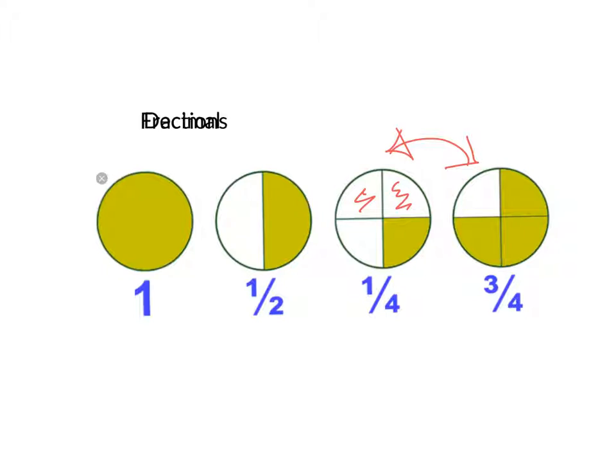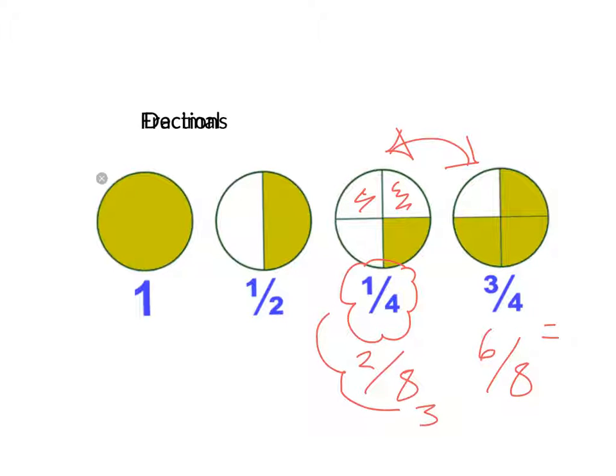So don't forget that sometimes you can make these numbers bigger, so you could double both. So 6/8 is equal to 3/4. So have a think about how you could make that bigger. So it could be 2/8, or you could even triple them. So 1, 2, 3 would be 3/12.